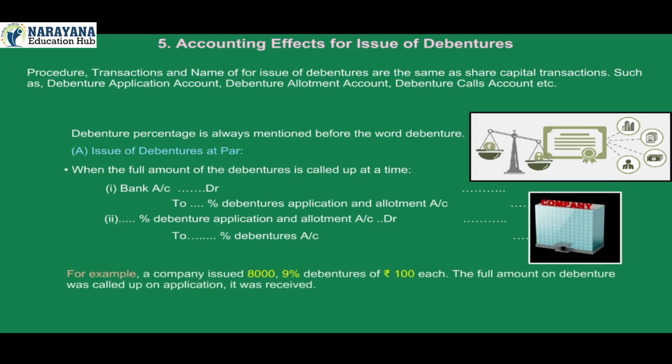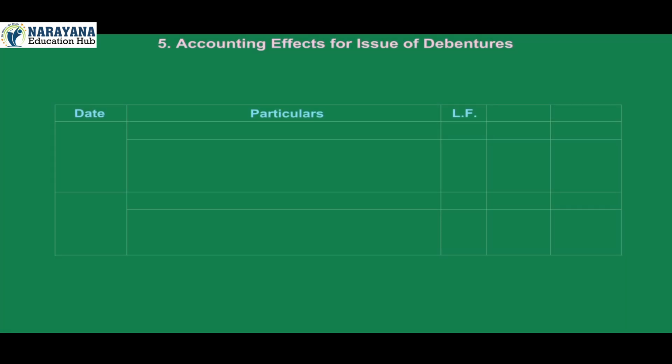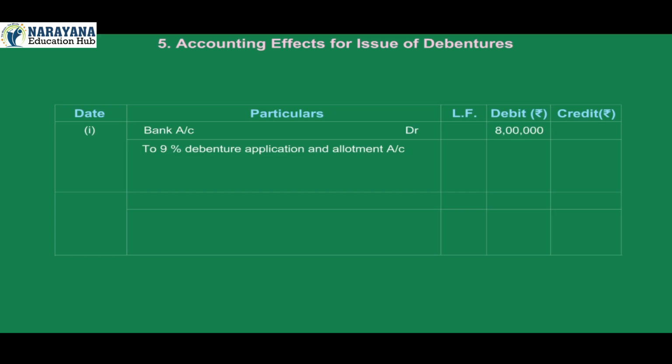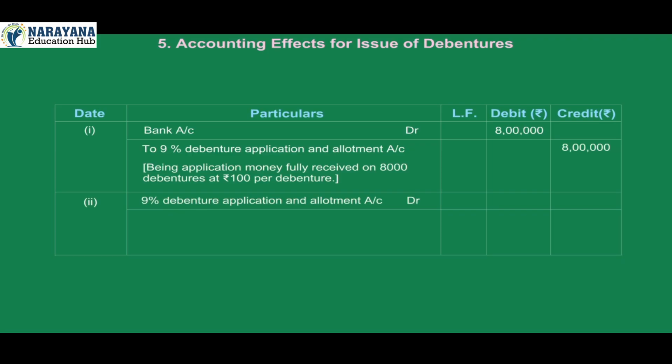For example, a company issued 8,000 9% debentures of Rs 100 each. The full amount on debentures was called up on application and it was received. Date, particulars, ledger folio number, debit, credit. 1. Bank account debit 8 lakh, to 9% debenture application and allotment account credit 8 lakh. Being application money fully received on 8,000 debentures at Rs 100 per debenture. 2. 9% debenture application and allotment account debit 8 lakh, to 9% debenture account credit 8 lakh. Being application money transferred to debenture account.